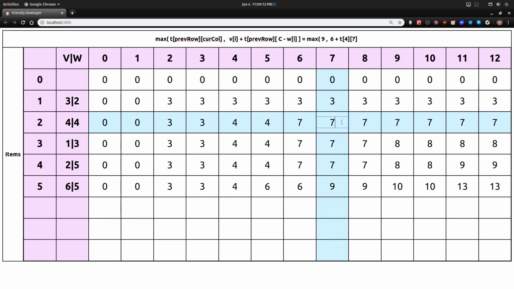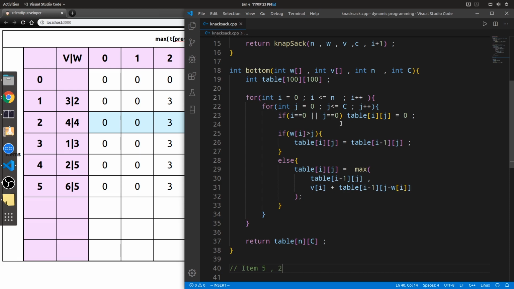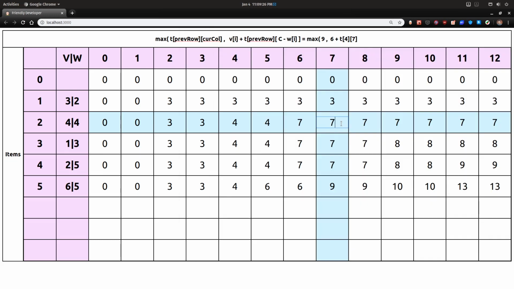Here you can see that 7 is not equal to 3, its previous row. That just means we have included item number 2. Okay, so item number 2 is included, items 5 and 2 are included. By including item number 2, we effectively decrease the capacity of the knapsack from 7 to 7 minus 4. 4 is the weight of this item. 7 minus 4 is 3. So you move to this cell corresponding to capacity of 3, because that's all the capacity that is left in the bag.